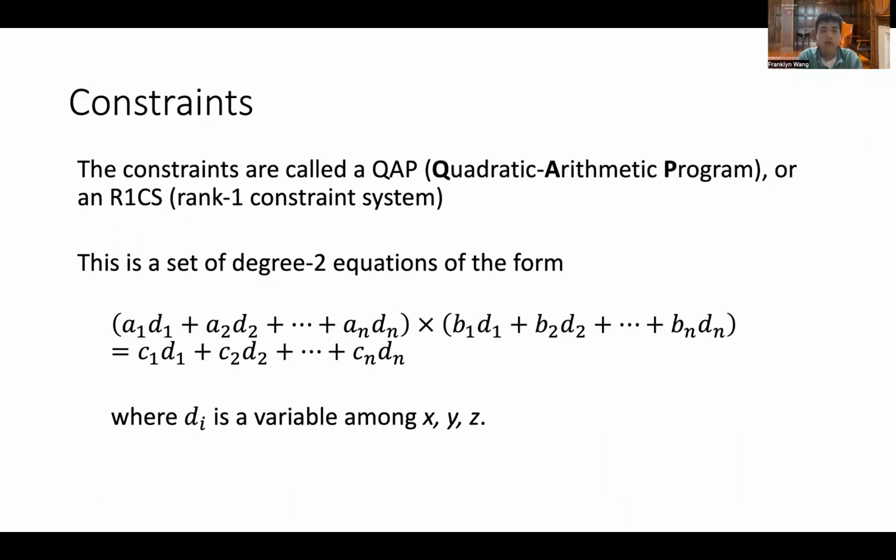and the constraints are going to be called a QAP, a quadratic arithmetic program, or in R1CS, a rank 1 constraint system. So this is going to be given as a set of degree 2 equations of this form: (a1 d1 + a2 d2 + ... + an dn) multiplied by (b1 d1 + b2 d2 + ... + bn dn) equals c1 d1 + c2 d2 + ... + cn dn. And di here correspond to variables among the set x, y, z. And as with most things in cryptography, all of these equations are taken over a finite field.